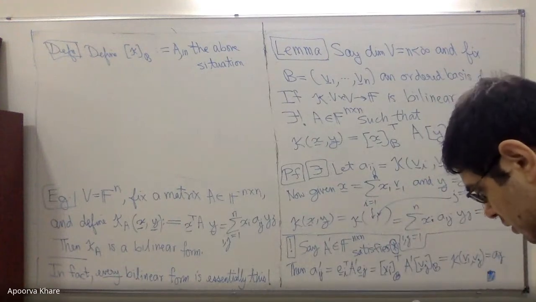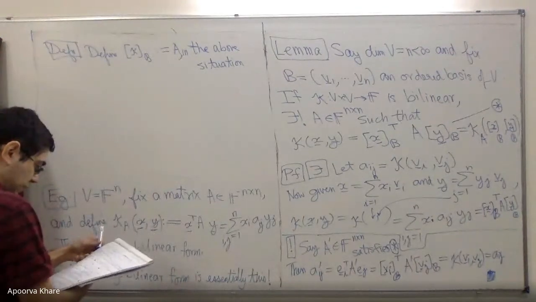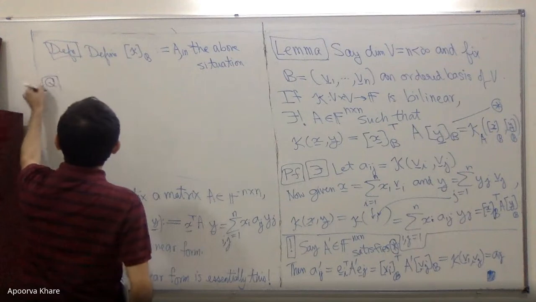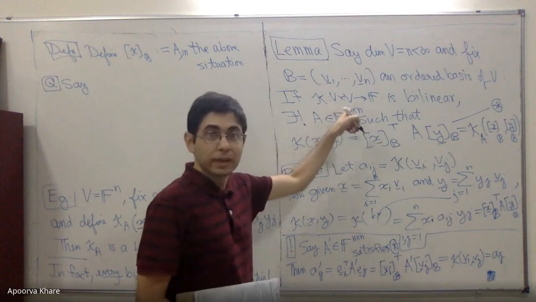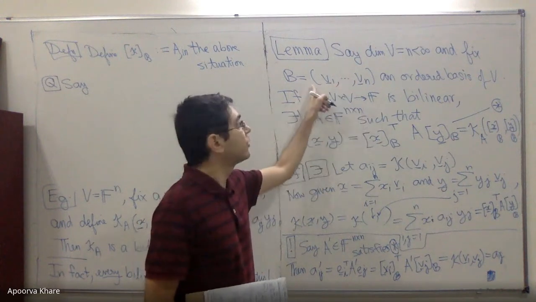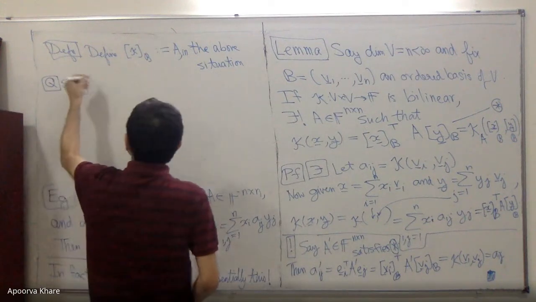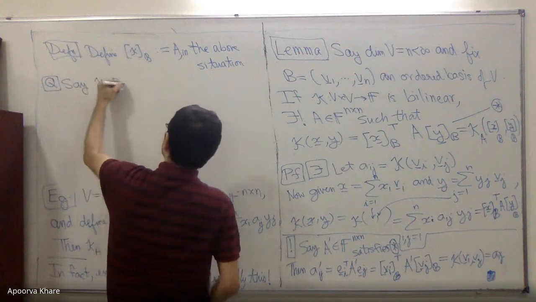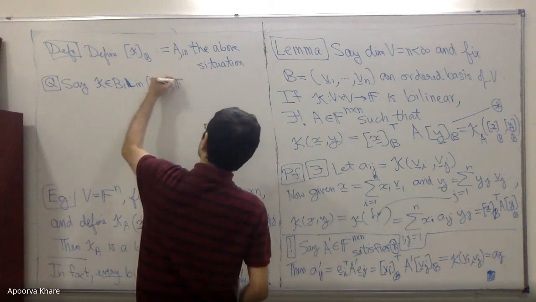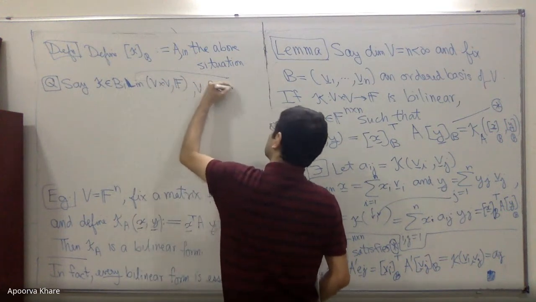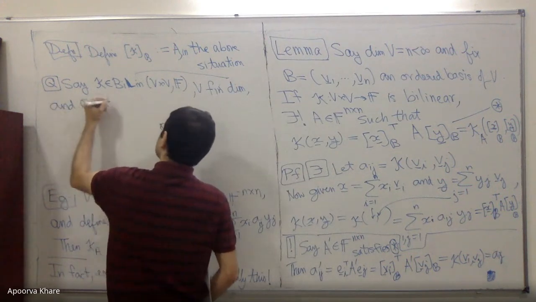So now the natural question is, the same kind of question: suppose I have two different bases. I have the same bilinear form over the same vector space, but two different ordered bases. How are these two matrices related? Say kappa is a bilinear form on V, finite dimensional, and B and B prime are ordered bases.